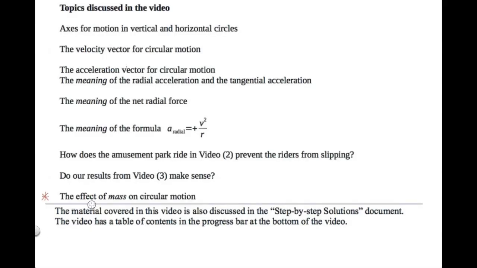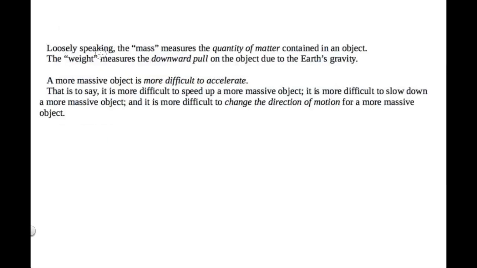Next, let's discuss the effect of the object's mass on circular motion. Loosely speaking, the mass measures the quantity of matter contained in an object. Don't confuse the mass with the weight. The weight measures the downward pull on the object due to the Earth's gravity.